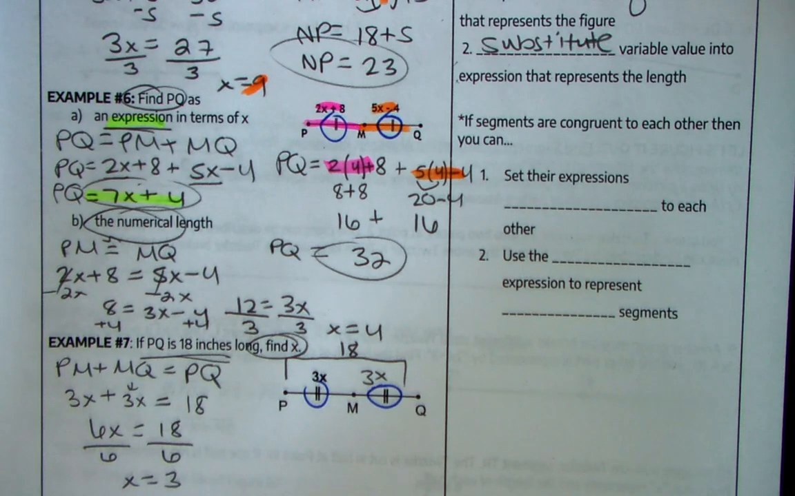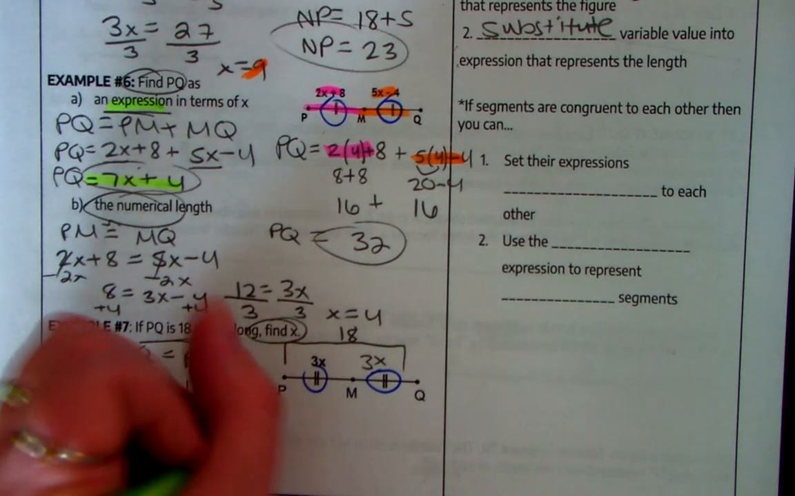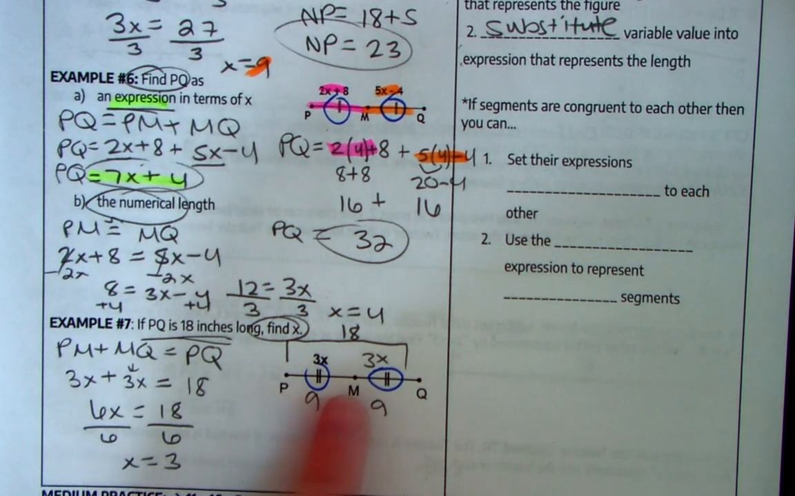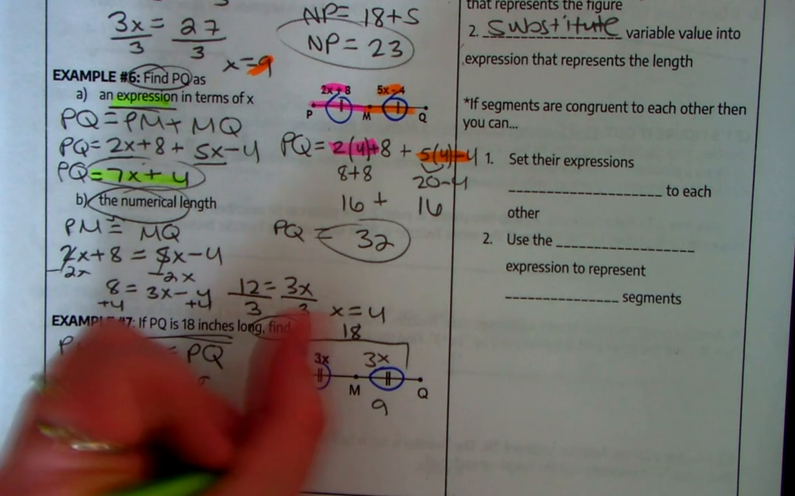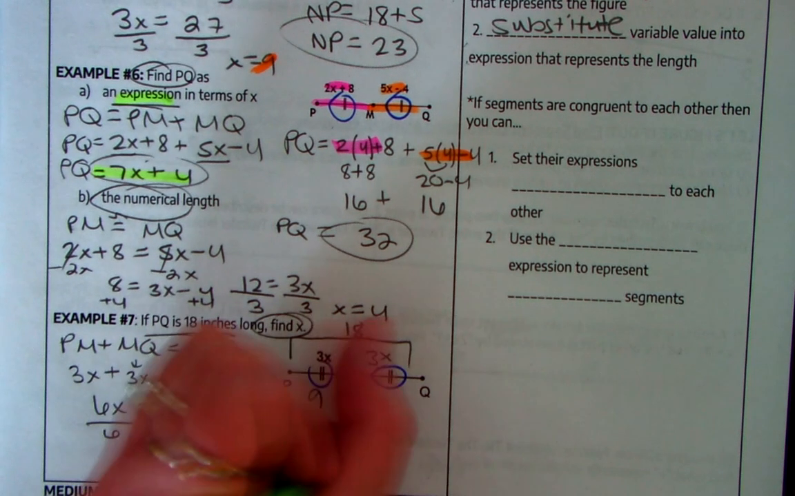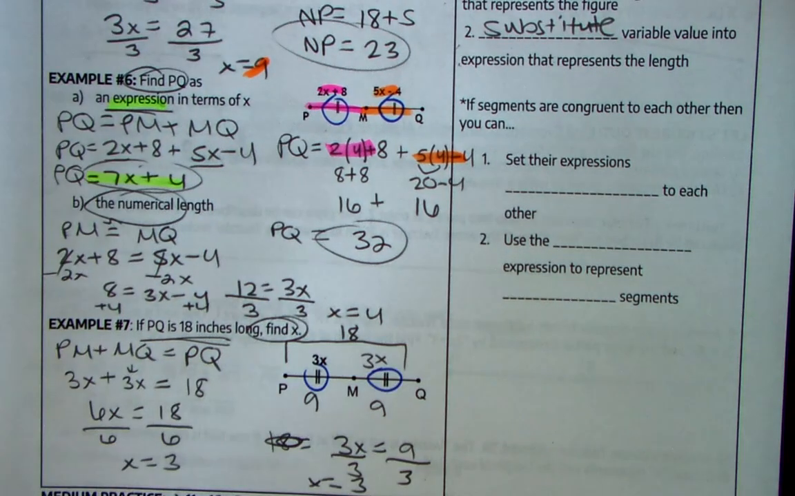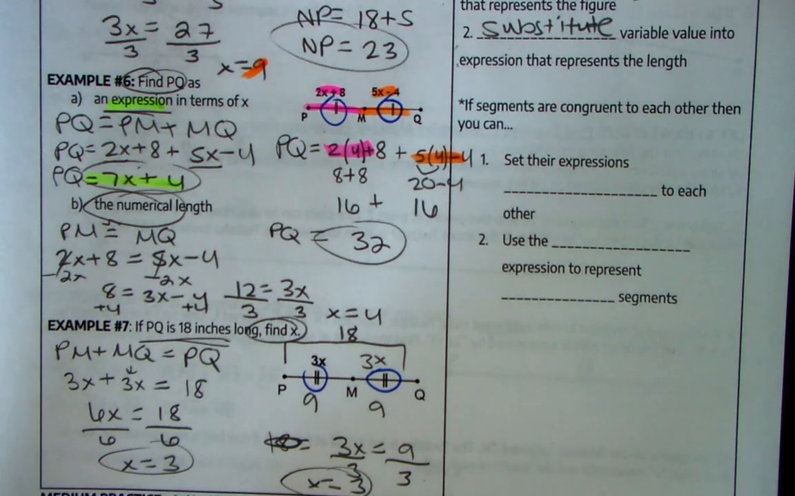Okay? Oops, sorry. Another equation I could set up is, listen, if this is 18, both of these would be 9 and 9. So I could say 3X equals 9, and get X equals 3. That's my answer there. Okay?